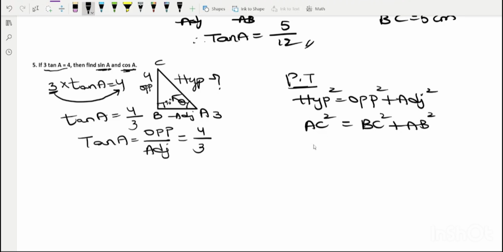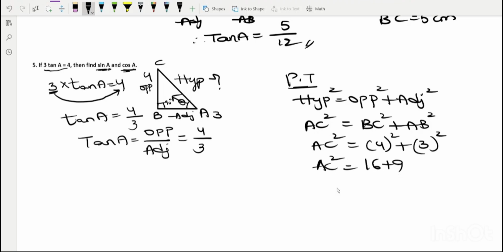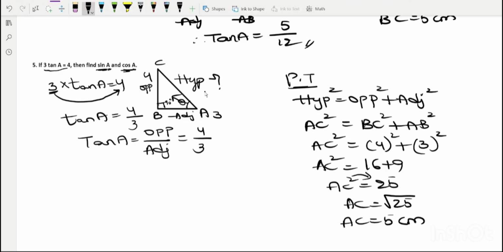Now AC square equals to, we know the value of BC, which is 4, 4 whole square, plus the value of AB is 3 whole square. Now AC square equals to 4 square is 16 and 3 square is 9. So AC square equals to 25, and we shift the square to here. This becomes square root of 25, which is AC equals to 5 centimeter. So now the value of the hypotenuse would be 5.